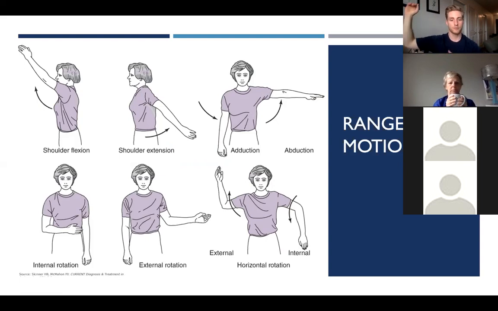Internal rotation is pretty simple. We're just going in. External rotation, we're going out. They're all opposites, okay? That can be done in this position, basically any time that you're having rotation at that shoulder joint, that's when we're going to be dealing with either internal or external rotation.